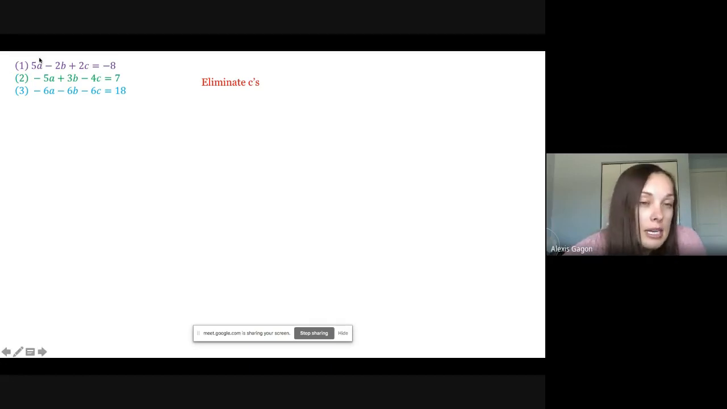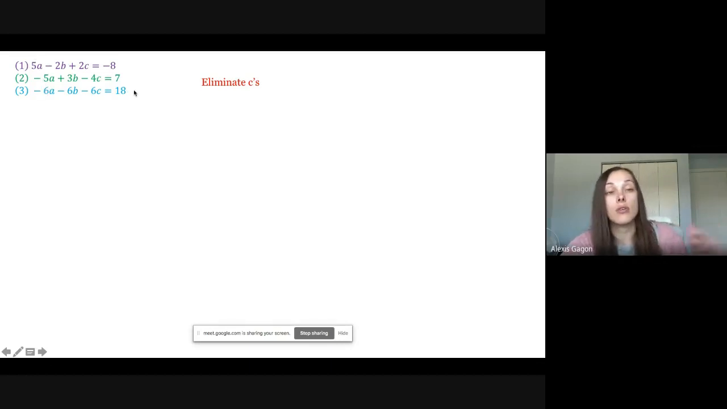We could eliminate a's, but then you're going to have to do the double multiplication thing to eliminate the 1 from the third, which is totally fine. You could totally do that. We could have done the same and eliminated b's. I just chose to do c's, mostly to show you that you can do whatever variable.